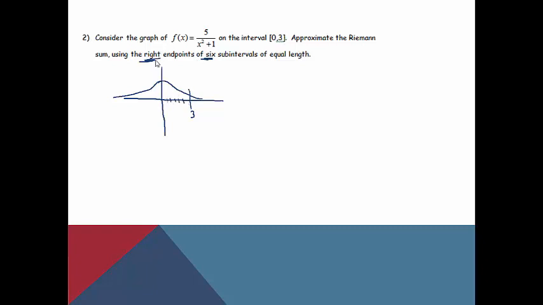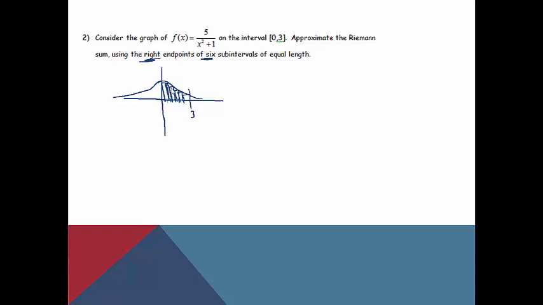We want a right endpoint sum. So what I'm going to do is start at the right, and I'm just going to go across. So start at the right, hit my function, go across, start at the right, hit my function, move left, start at the right, hit my function, and so on. So you'll notice on this one it's a little different.